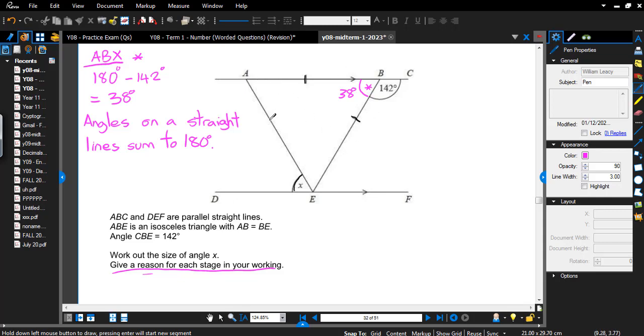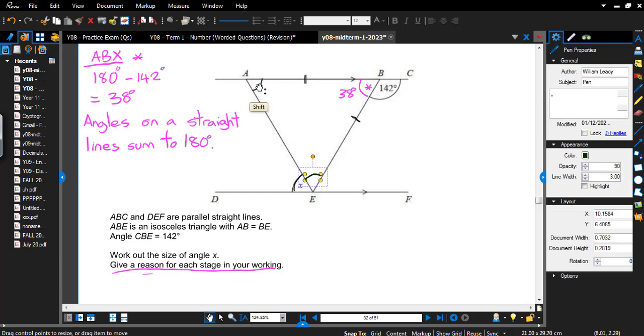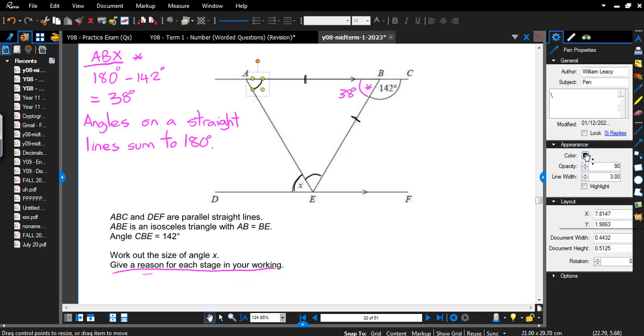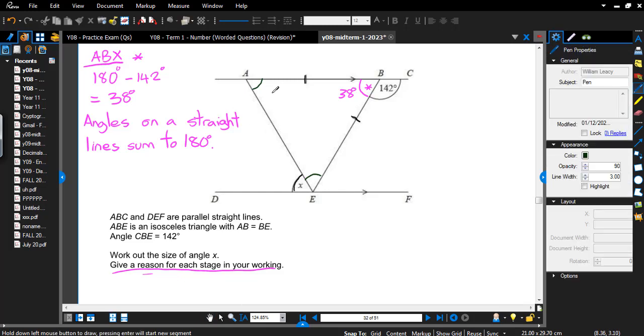Now how are we going to get X? This is isosceles, so we know the angles at the base are equal. The angles opposite the equal sides are equal. What do we know about these two? We know they're equal, so let's just call them Y and Y. So we know that 38 plus 2y equals 180, because it's a triangle.